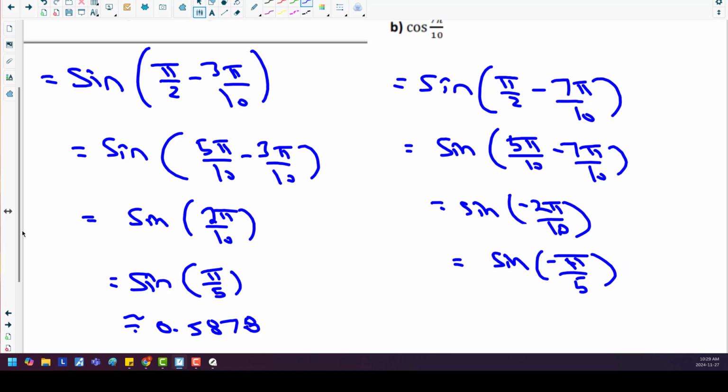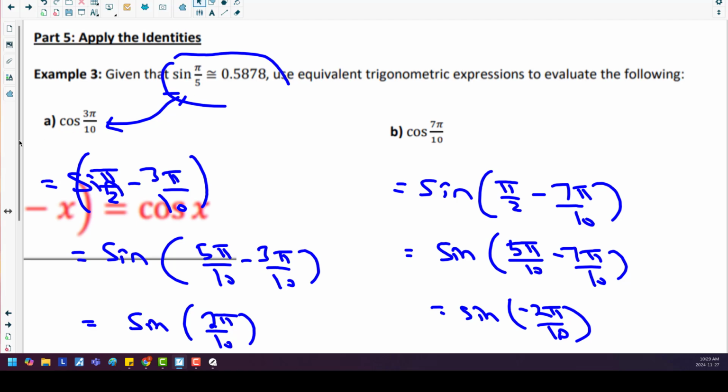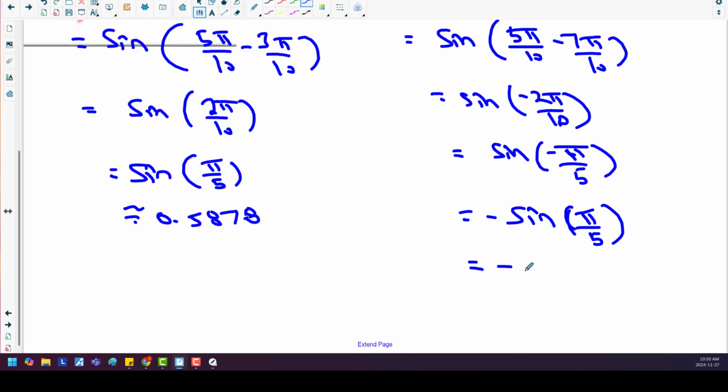Now here, the information given was for an angle of positive pi over 5. But we know that sine is an odd function. Because sine is an odd function, this negative can be taken out, and it can be written as negative sine pi over 5. Had this been a cos function, an even function, that negative could just disappear, and they're equivalent to the positive angle. So here we have the answer being approximately negative 0.5878. There we have it.